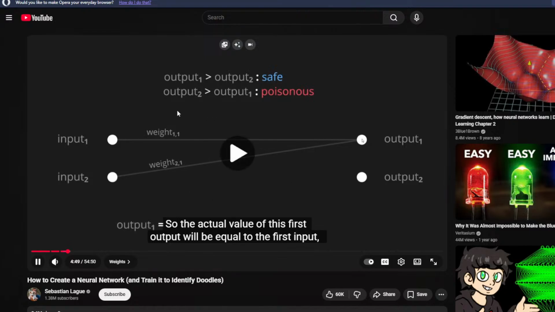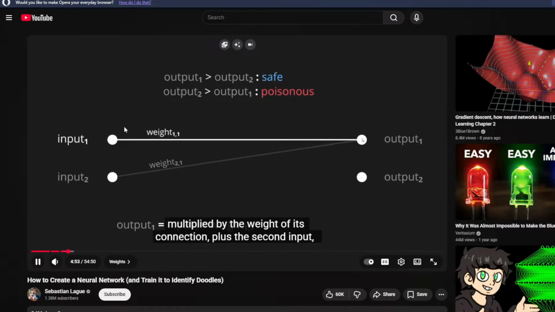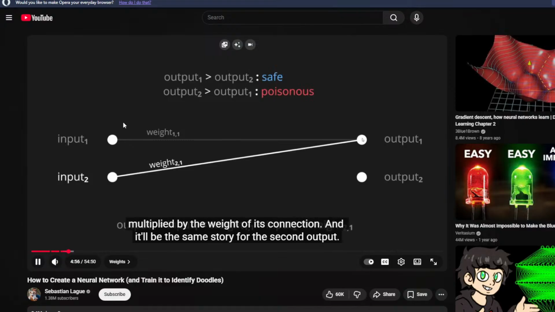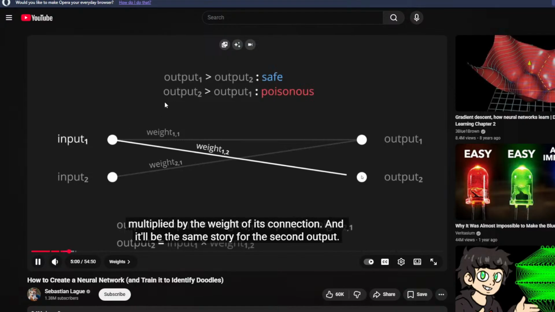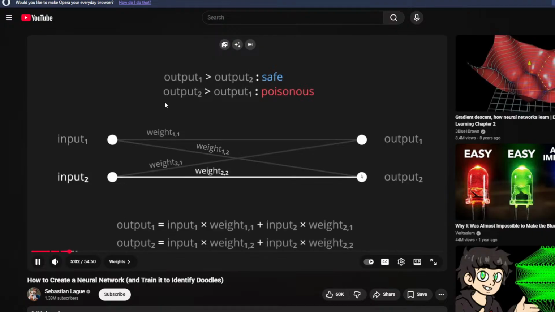So let's walk back a little bit. The first output will be equal to the first input multiplied by the weight of its connection, plus the second input multiplied by the weight of its connection. And it'll be the same story for the second output. Agreed. We understand this already.